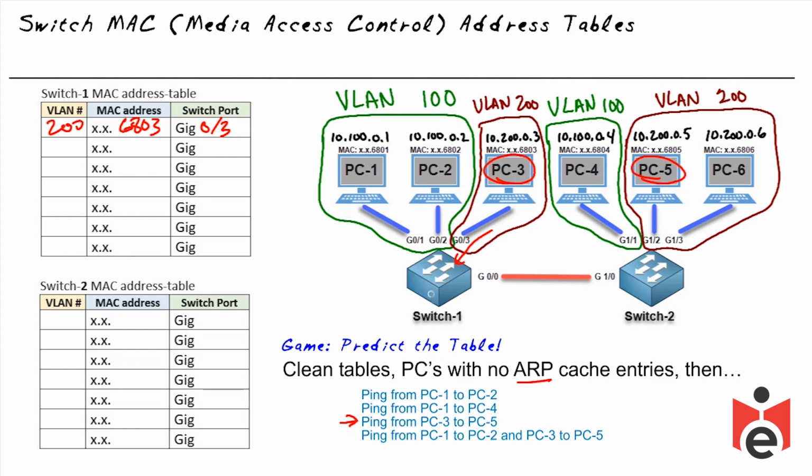Because that's a broadcast associated with VLAN 200, switch 1 doesn't have any other access ports at the moment in VLAN 200, but it does have a trunk that's associated with and carrying VLAN 200 traffic. So switch 1 tags that frame with an 802.1q tag, marking it as VLAN 200, and sends that broadcast over the trunk where it's received by switch 2.